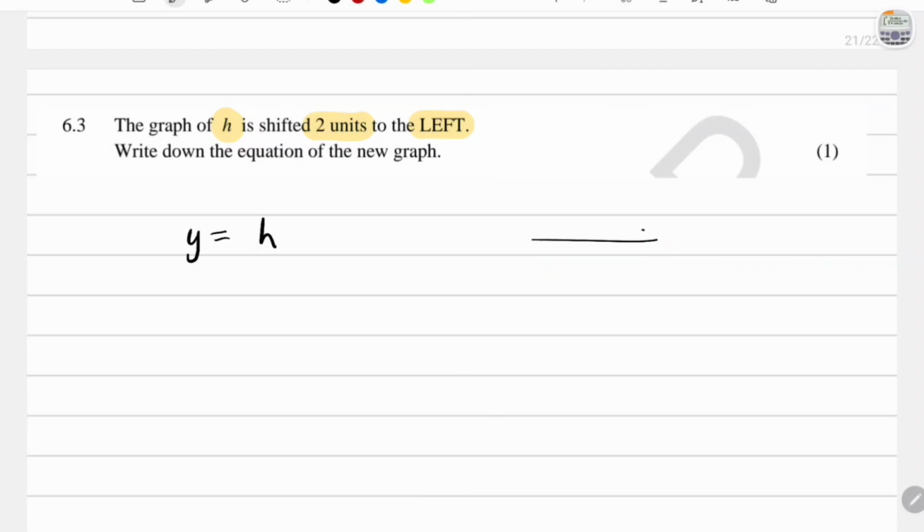When you see a left or right movement, remember, like I explained in question 5, the values that are affected by left or right movements are x values. X values only are affected by left or right movements. So it means that if we're moving 2 units to the left, your x value is going to be affected. It's going to move 2 units to the left.